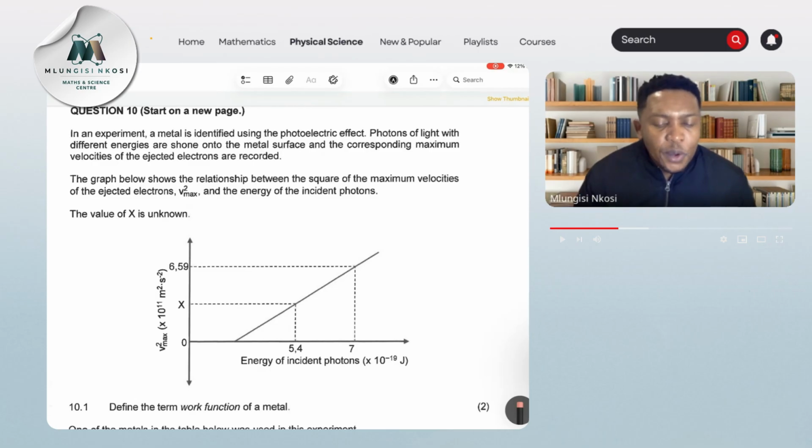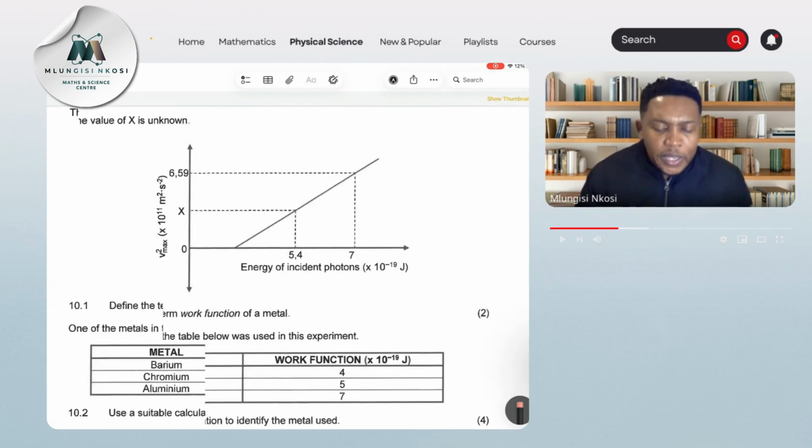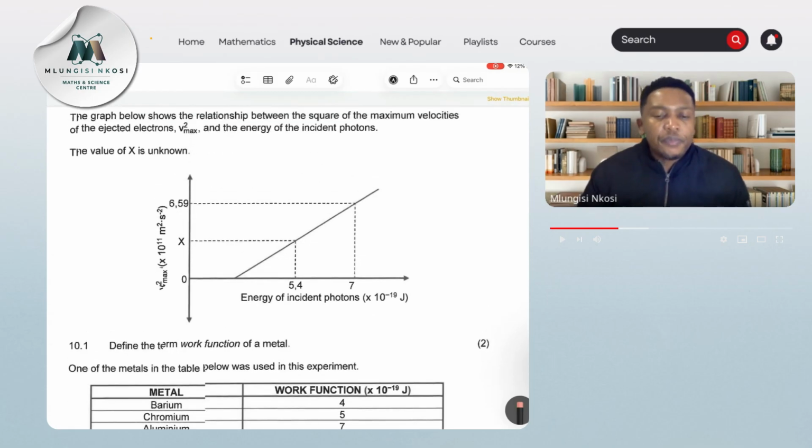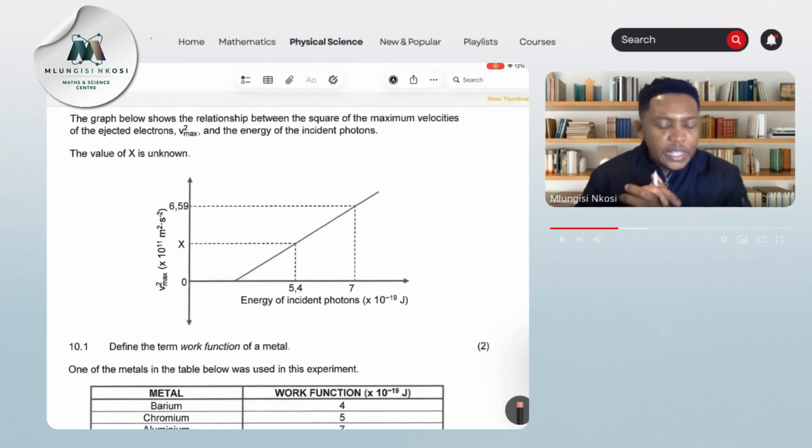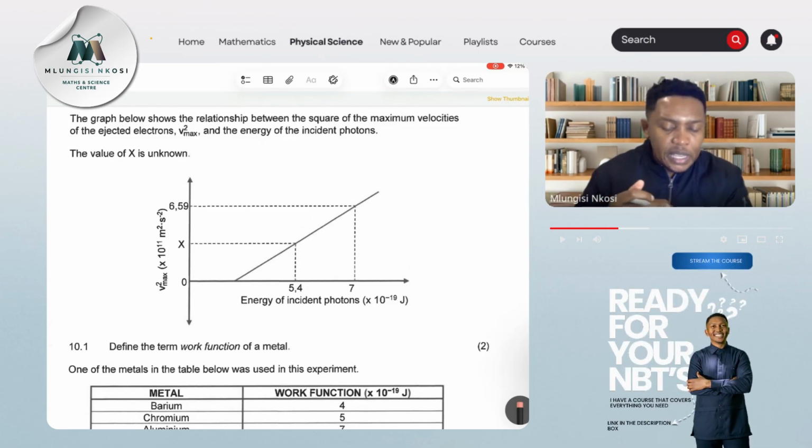They say the graph below shows the relationship between the square of the maximum velocities of the ejected electrons and the energy of the incident photons. Okay, they say the value of X is unknown. Right. So they say first define the term work function. You know that's the minimum energy required to emit electrons from a metal surface, right?